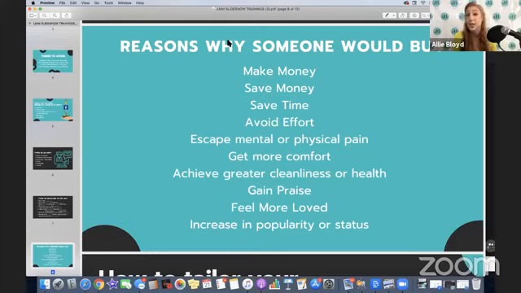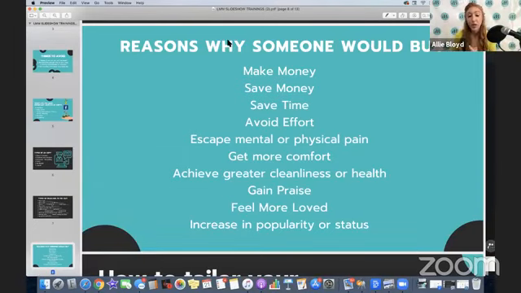So let's use this as an example. So make money, reasons why someone would buy. I'll show you how marketing your business online can help you make money. Very easy. That's one of the main benefits of what I do. Okay, save money. Let me show you how much money you will save on ineffective advertising by working with me.